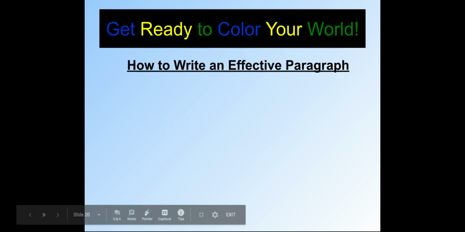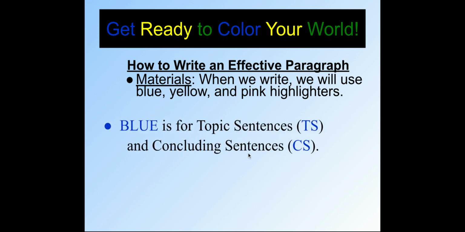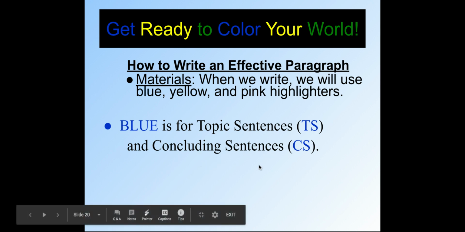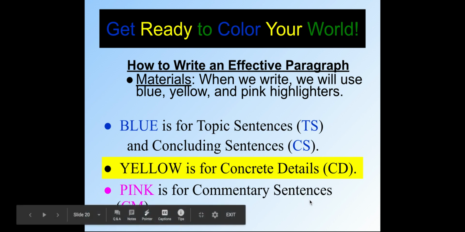All right. So to write an effective Schaefer paragraph, you need to have colors. We're not going to actually have highlighters. You guys are going to color code eventually on your essays. But we are going to label our topic sentences blue. We're going to label our concluding sentences blue. Our concrete details are going to be in yellow. And our commentary sentences are going to be in pink.